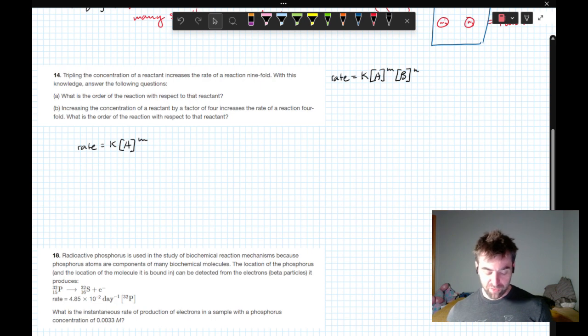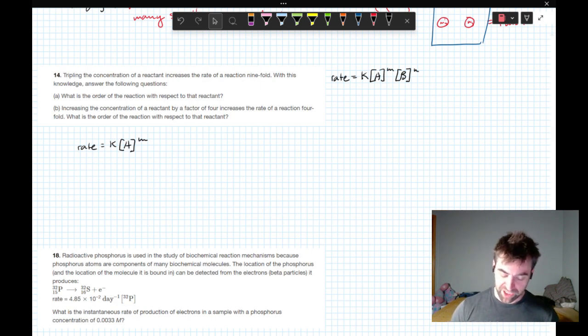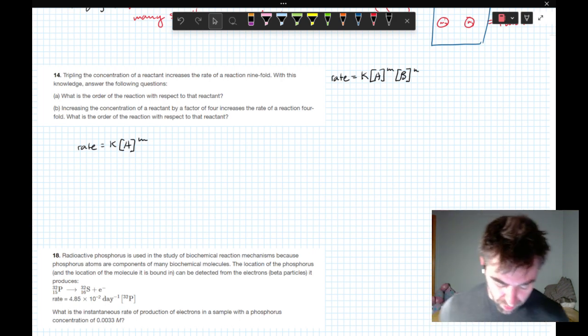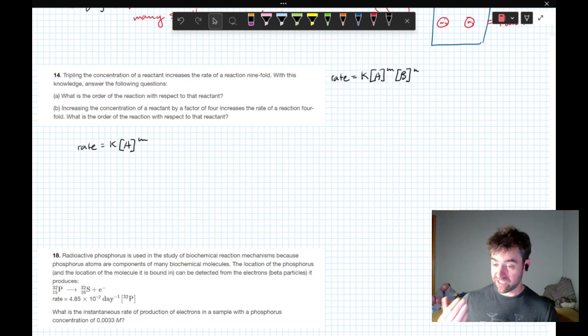Tripling the concentration of a reactant increases the rate of reaction 9-fold, so 9 times. With this knowledge, answer the following questions. What is the order of the reaction with respect to that reactant? And increasing the concentration of a reactant by a factor of 4 increases the rate of reaction 4-fold. What is the order of the reaction with respect to that reactant?